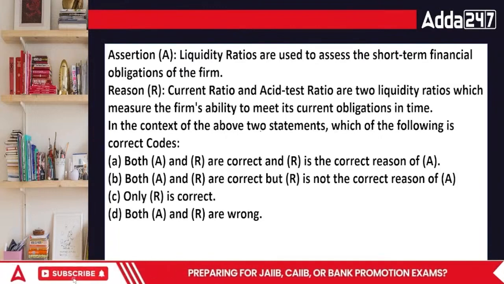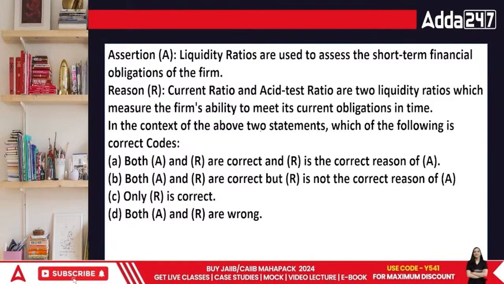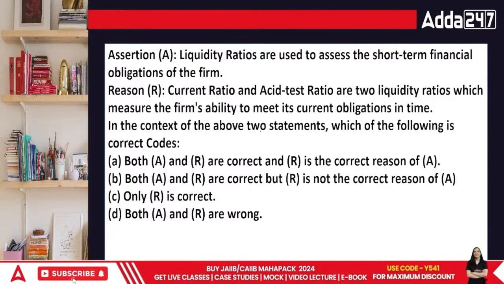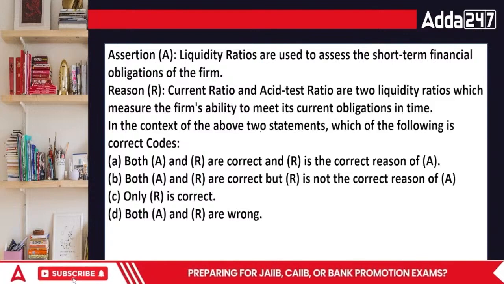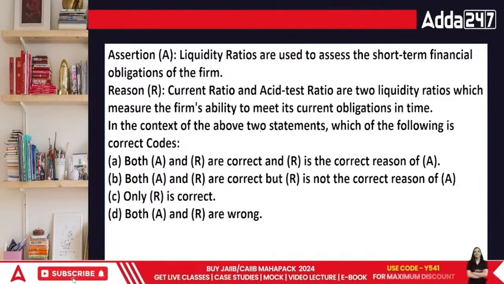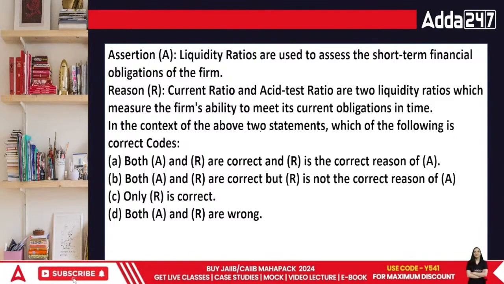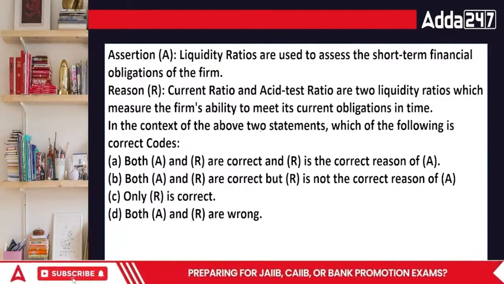Next question. Assertion and reasoning based, everyone. Liquidity ratios are used to assess the short-term financial obligations of the firm. Current ratio and acid test ratio are two liquidity ratios which measure the firm's ability to meet its current obligations in time. In the context of the above two statements, which of the following is the correct code? Both A and R are correct, but R is not the correct reason. Then we have only reasoning is correct, or both are incorrect. Think about it, everyone.